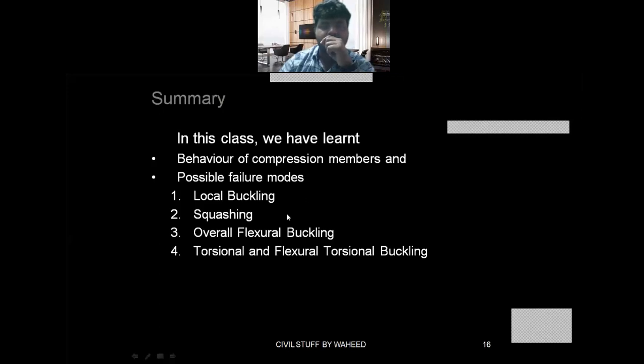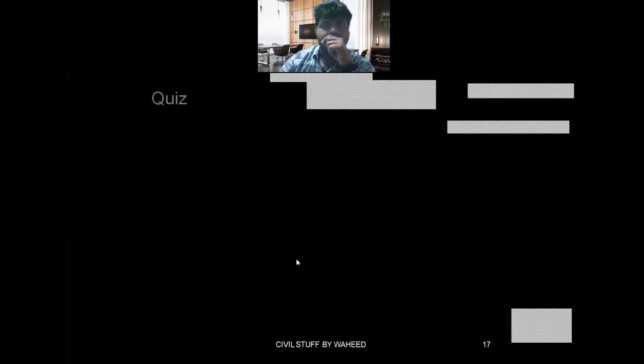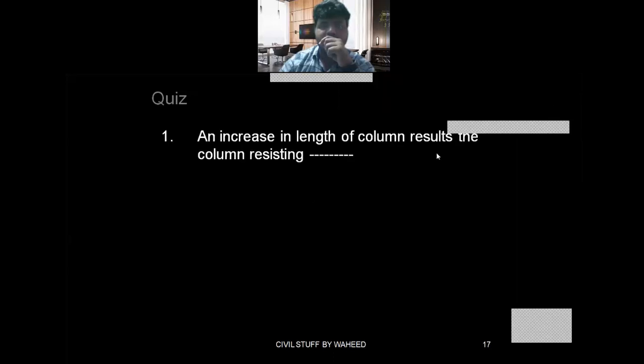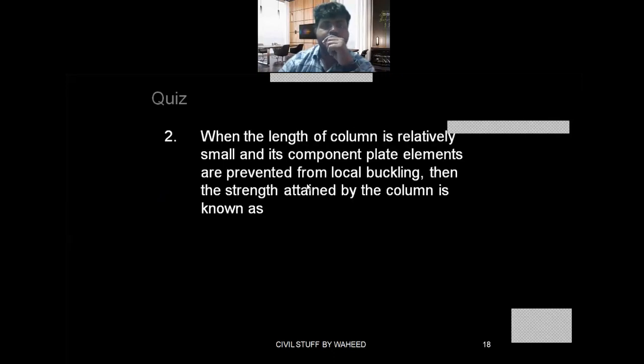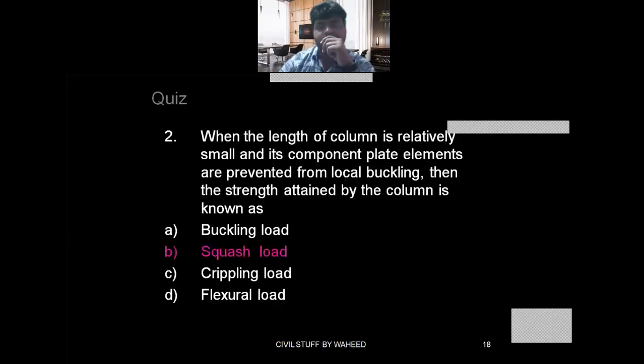I have explained what local buckling is, what squashing is, everything. Okay. And an increase in the length of the column results in the column resisting less loads. As the length of the column increases, the load carrying capacity decreases. Okay. Next, when the length of the column is relatively small and its component plate elements are prevented from local buckling, then the strength attained by the column is called squash loading.